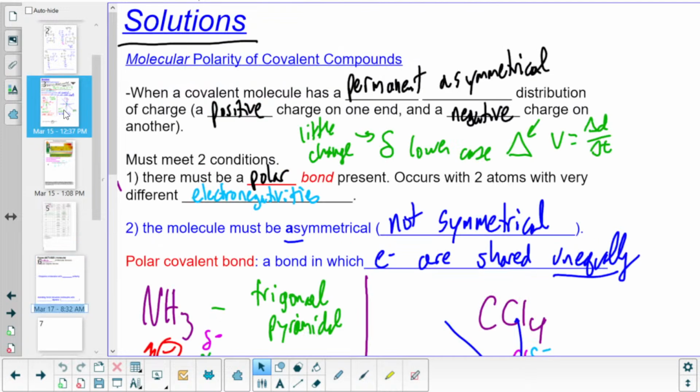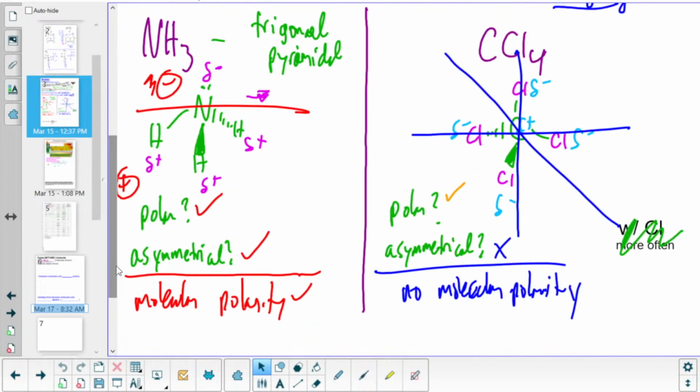Looks like this. So, before the test, what we were doing was molecular polarity of compounds and how a compound, if it has asymmetry and two things that have a very different electronegativity, will have a positive end and a negative end.